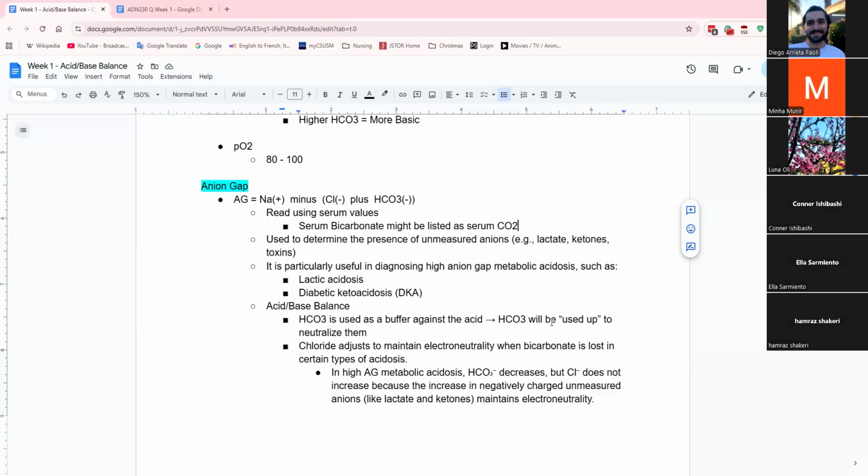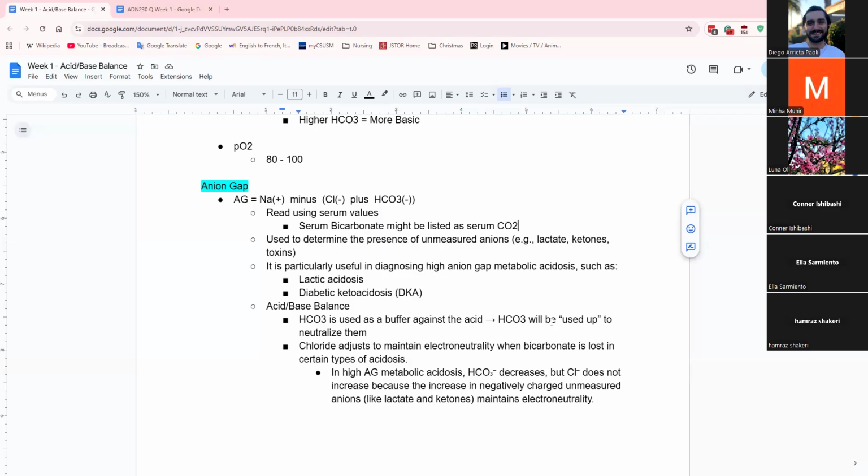But this is a way that you can use your basic panel to determine that there's something off and you need to investigate more, or the doctor has to investigate more, or you should page the doctor to investigate more. So the idea is that when this value is off, it's showing you that there is a presence of either lactate, ketones, toxins, quote unquote. And when this anion gap is high, this is showing that there is presence of DKA or lactic acidosis.